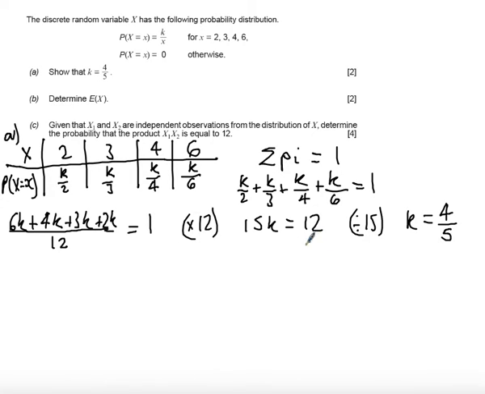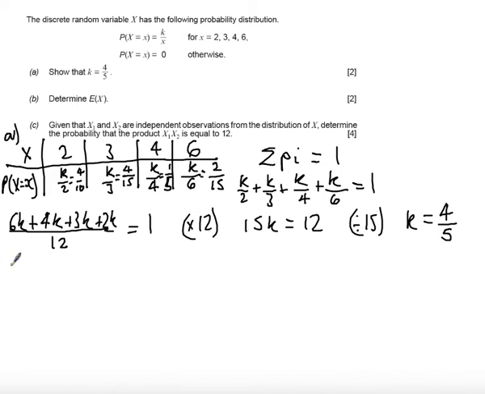Okay, so part B says find the expectation of x. Expectation of x would be a little bit easier if I've got my probabilities written out. So I'm just going to squeeze them into my table. k over 2, so 4/5 divided by 2 is going to be 4/10. 4/5 divided by 3 is going to be 4/15. 4/5 divided by 4 is going to be 1/5. And then 4/5 divided by 6 is going to give me 4 over 30, which can cancel to 2 over 15.